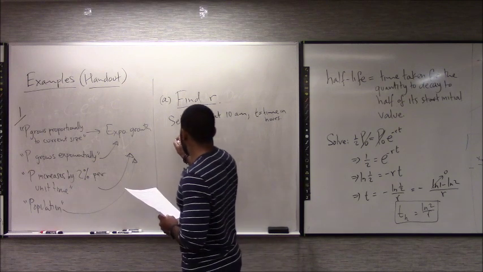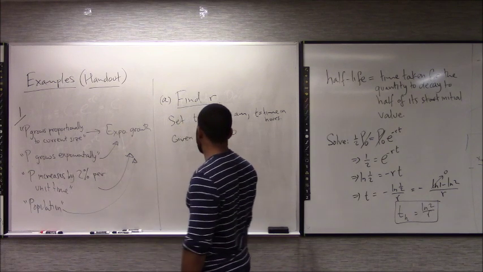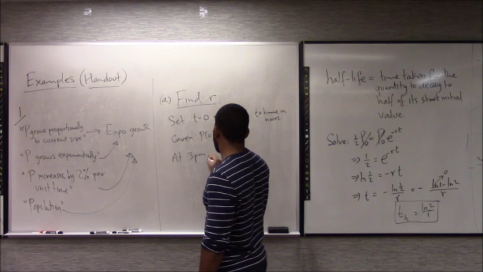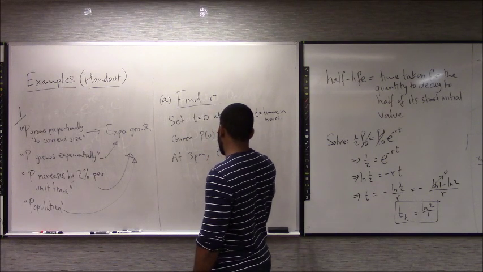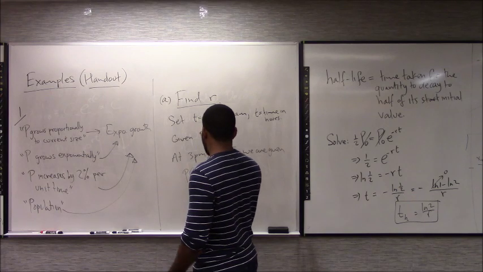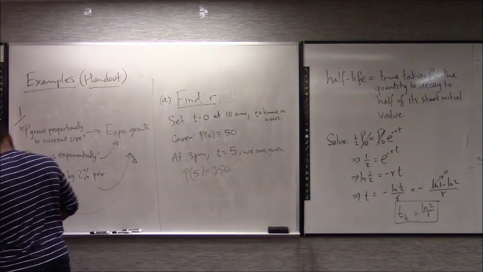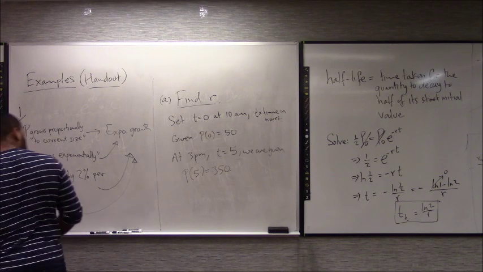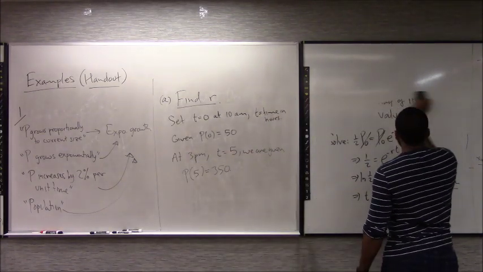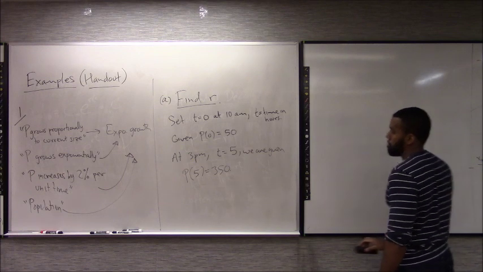So we are given that P of 0 is 50. What else do we know? At 3 p.m., this means t equals 5. We are given P of 5 equals 350. Now, of course, because we know that this list of formulas applies, how would I use those to find r? 350 equals 50 e to the 5r.